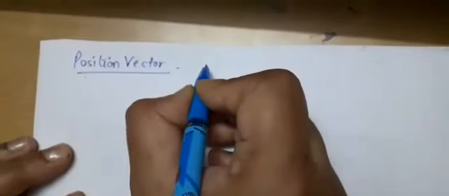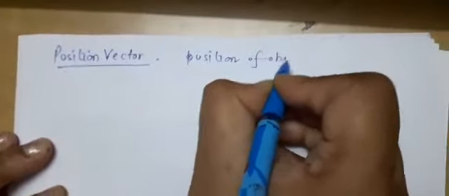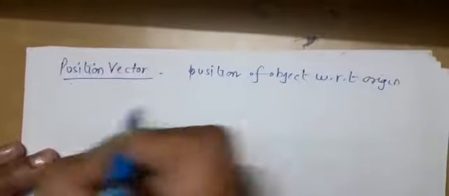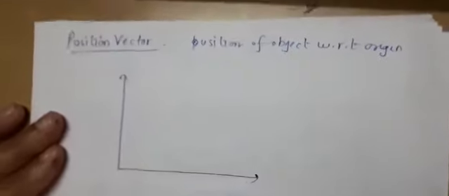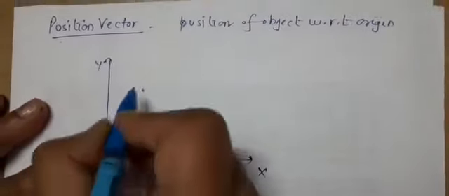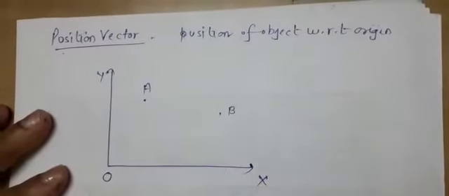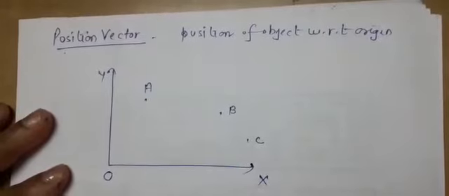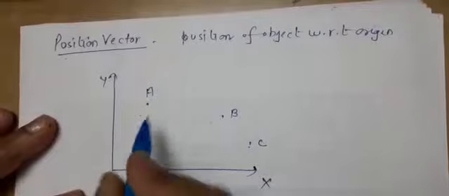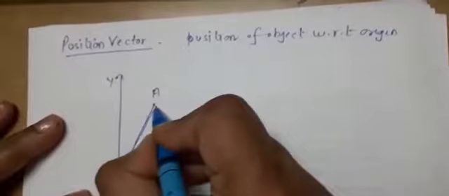That means a vector which gives position of an object with respect to origin. Origin means a fixed point. If we take this as the origin, and let initially a particle is at point A, and after some time it has reached point B, or after some time it has reached point C. So if we have to measure their position with respect to origin, how can we do it? We will draw a straight line joining O to A.